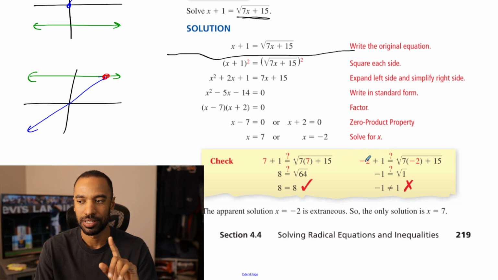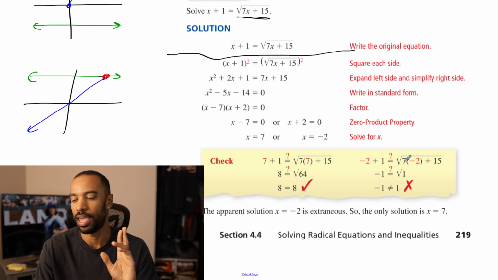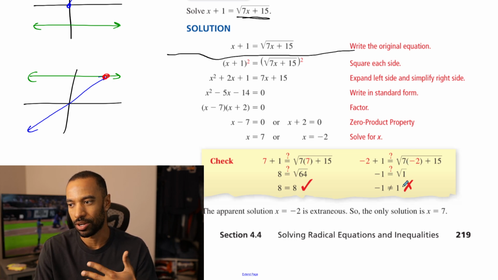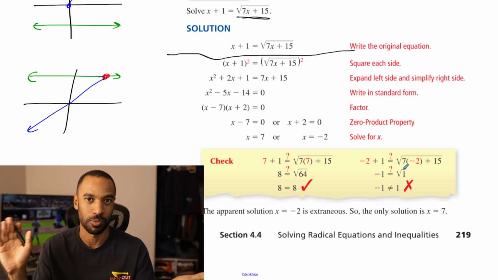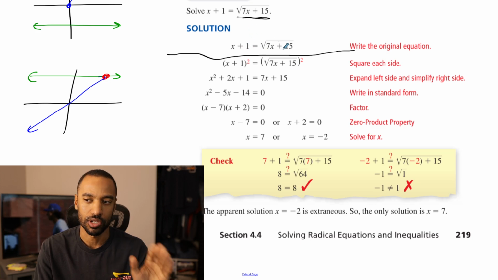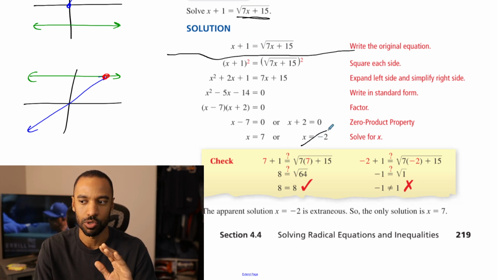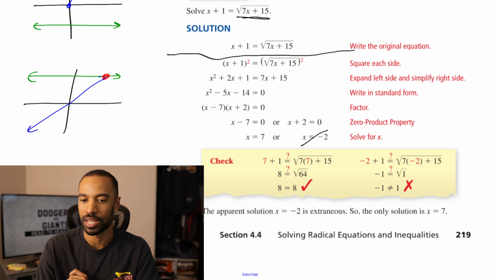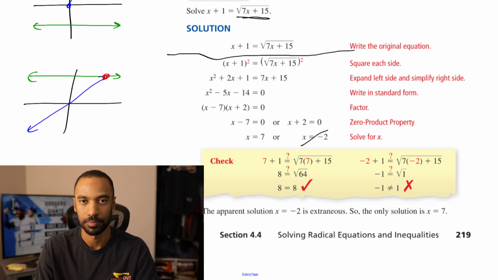Negative 2, however, doesn't. Negative 2 plus 1 is negative 1, and plugging negative 2 here, you get positive 1. Negative 1 doesn't equal positive 1. But if you notice, if you squared those, it would say 1 equals 1, and then you'll see that it works. But it doesn't work here. In the original equation, negative 2 doesn't work. Negative 2 is extraneous. So the only solution is actually just x equals 7.